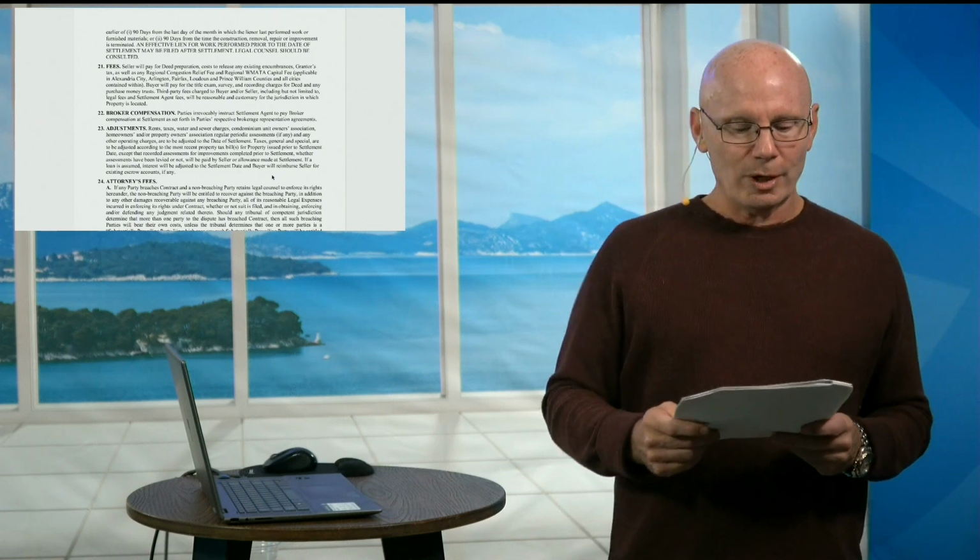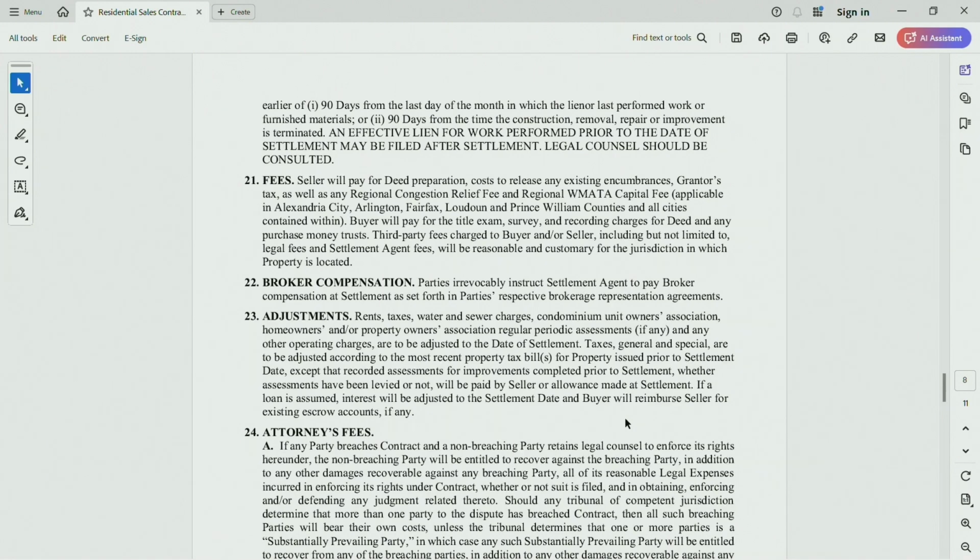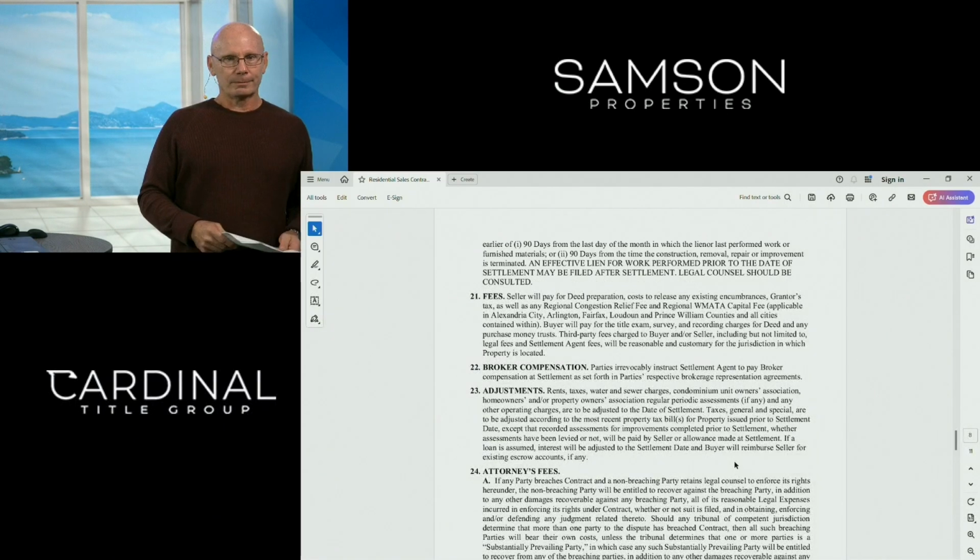Paragraph 22 is your broker compensation. This is the most important paragraph in the contract, right? No. Okay, so parties irrevocably instruct the settlement agent to pay the broker compensation at settlement as set forth in the parties' prospective brokerage representation agreements. So you may get a settlement company calling and ask you for a copy of your brokerage agreement. Why?